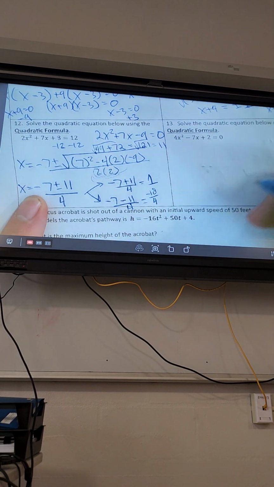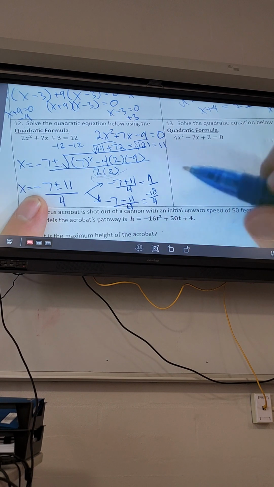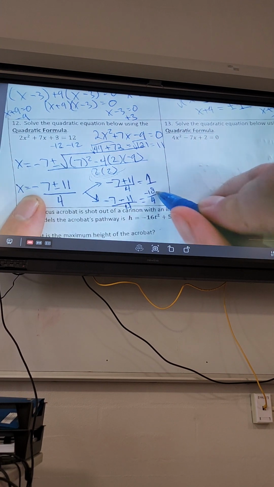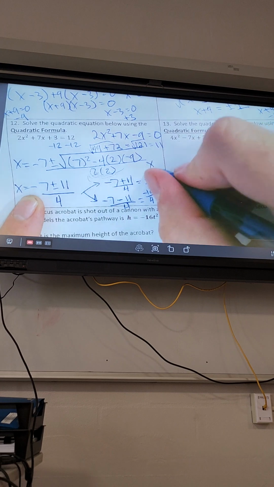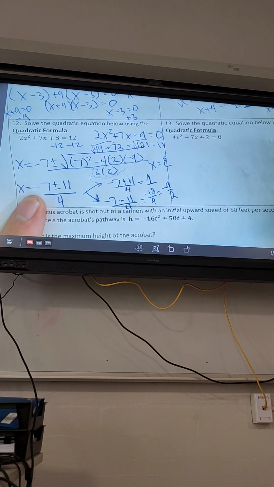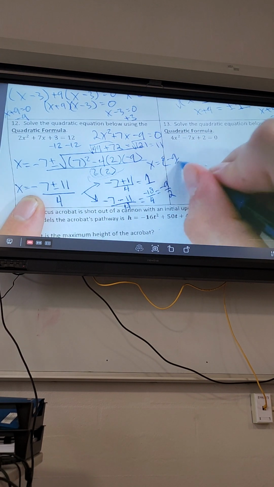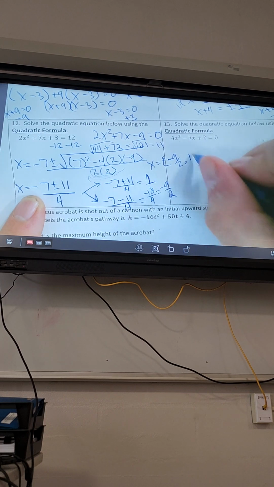And 4 does not go into negative 18 evenly. However, there is a number that you can reduce it by, which is 2. So if I simplify the top and the bottom, I get negative 9 over 2. So my answers are x equals in curly brackets, the negative number first, negative 9 over 2, and then comma 1.